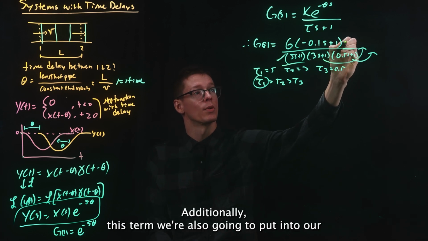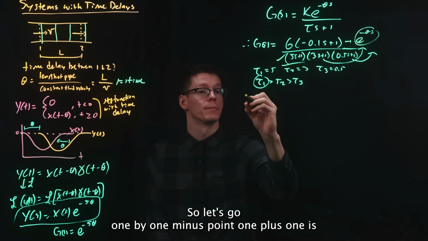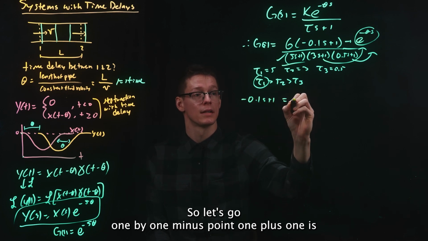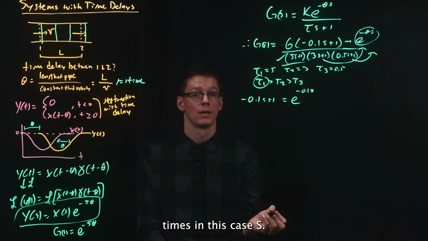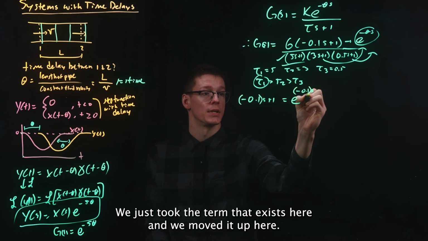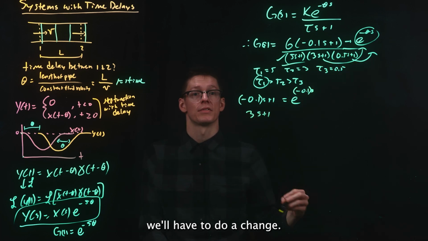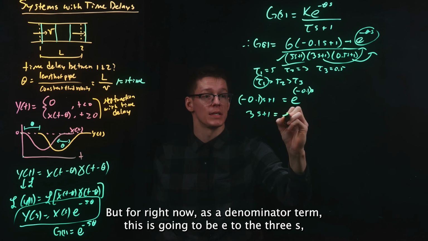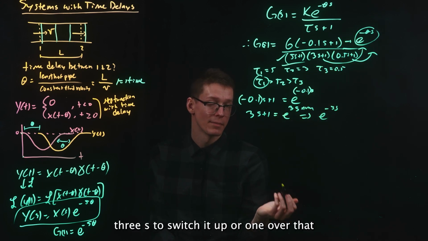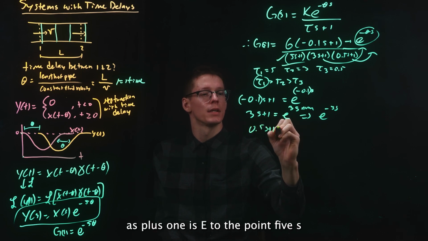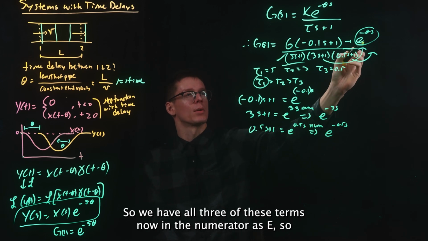Additionally, this term, we're also going to put into our e to the minus s term. That'll be a combination of all three together. So let's go one by one. Minus 0.1s plus 1 is e to the minus 0.1 times, in this case, s. We just took the term that exists here and moved it up here. We're going to do the same thing. The denominator, 3s plus 1, when we move this into the numerator, we'll have to do a change. For right now, as a denominator term, this is e to the 3s, but in the numerator, that's e to the minus 3s to switch it up, or 1 over that. And 0.5s plus 1 is e to the 0.5s, which in the numerator becomes e to the minus 0.5s. So we have all three of these terms now in the numerator as e's.